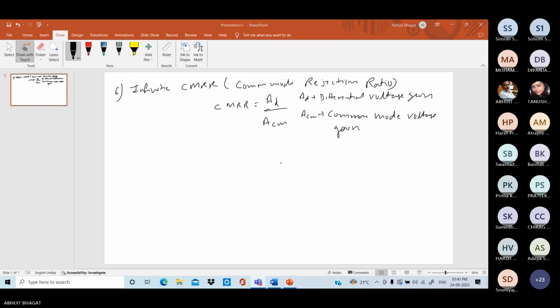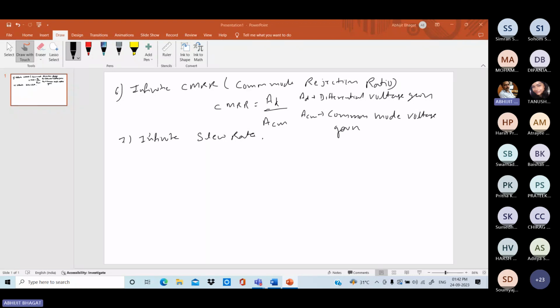Next point, point number 7, is infinite slew rate. So this CMRR is infinite for the ideal op-amp and practically it is a very high value. Same with the slew rate, it is also infinite for the ideal op-amp, and practically this slew rate is a very high value.